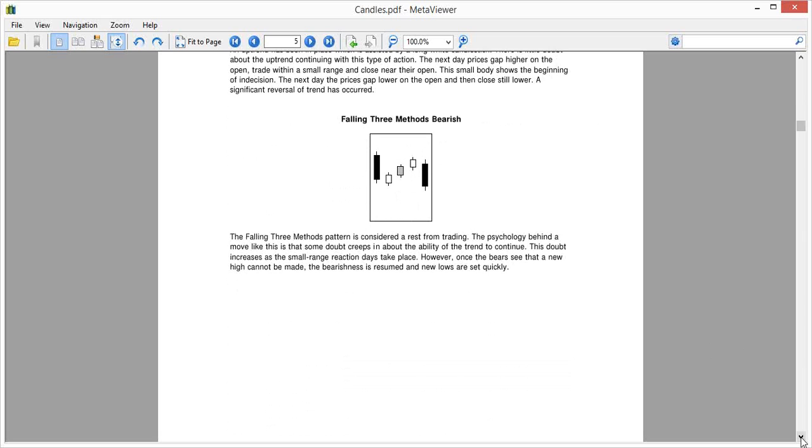The falling three methods, bearish. The falling three methods pattern is considered a rest from trading. The psychology behind a move like this is that some doubt creeps into the ability of the trend to continue. This doubt increases as the small range reaction day takes place. However, once the bears see that the new high cannot be made, the bearishness is resumed and the new lows quickly are set. So we have consolidation at the top.